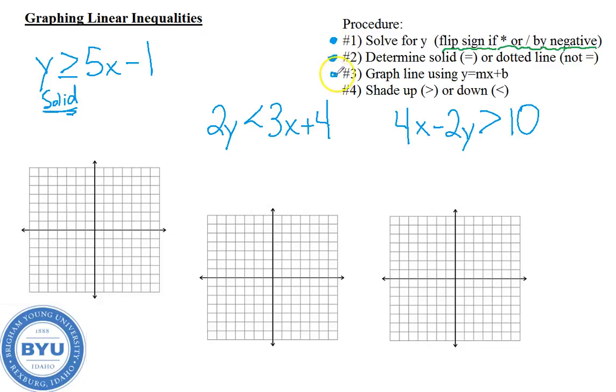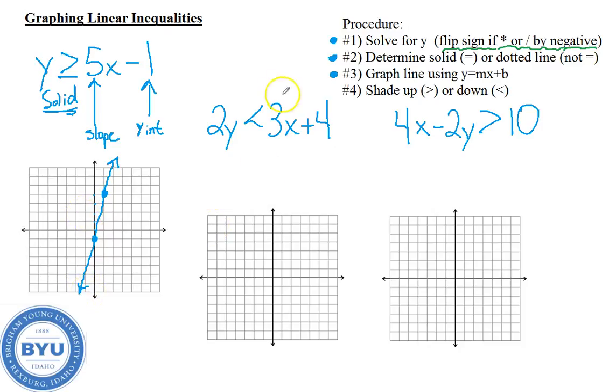Now we need to graph using y equals mx plus b. So this is the b, this is my y-intercept, and the value with the x is the slope. So I'll graph my y-intercept at -1, that's right here, and my slope is 5, so I go up 5, 1, 2, 3, 4, 5, over 1. I'm using a solid line, so I'll connect these with a solid line. Oh, it's not very straight, but you get the idea.